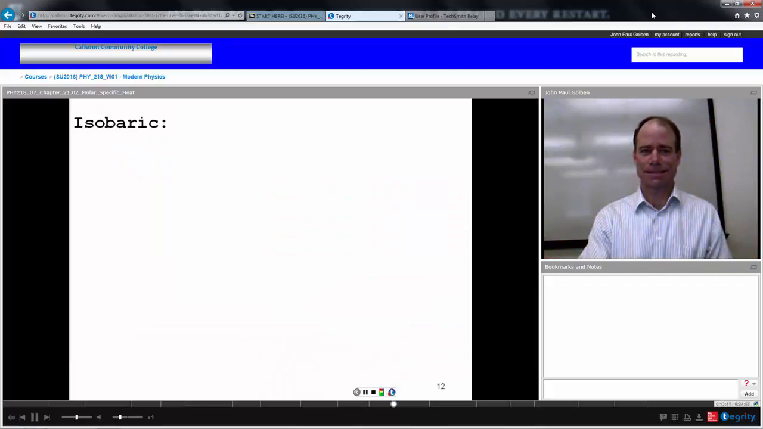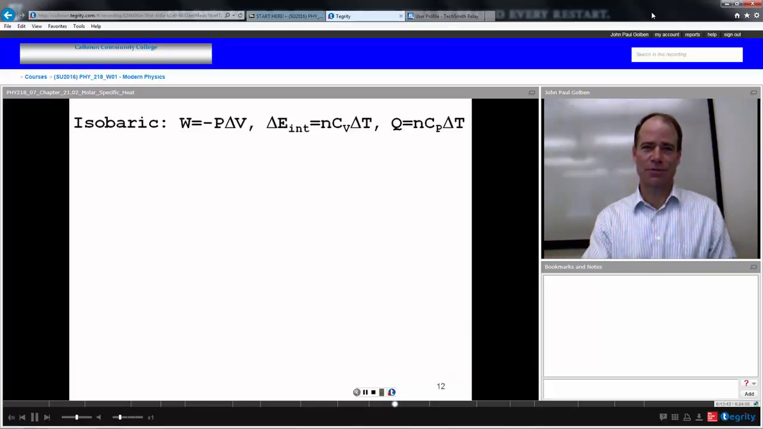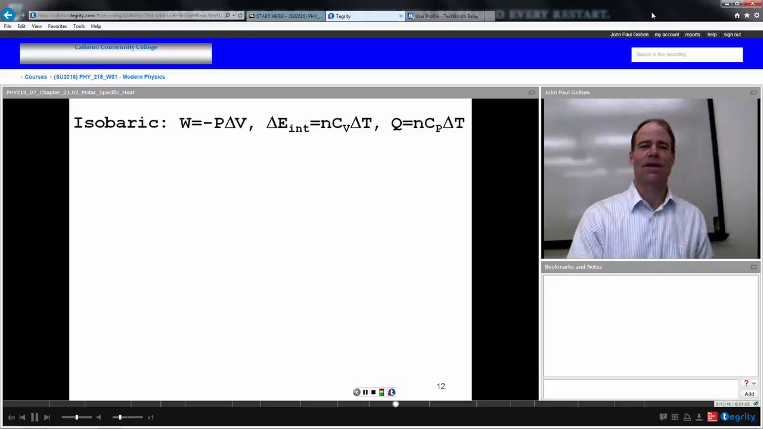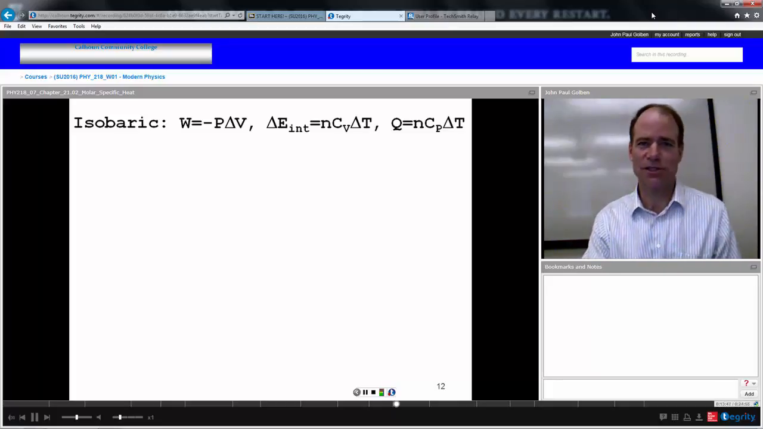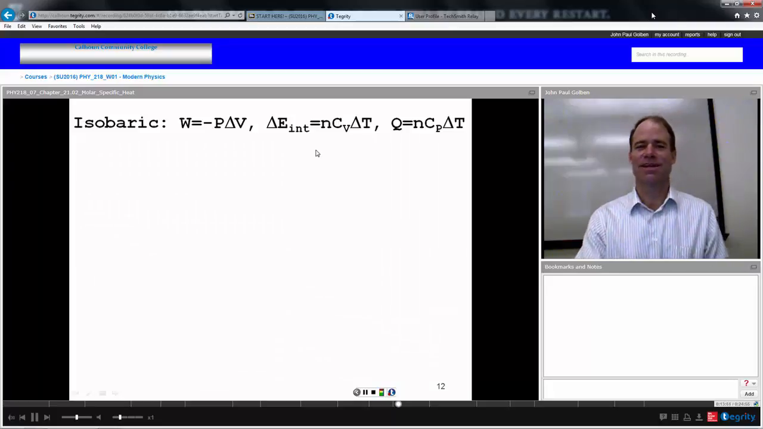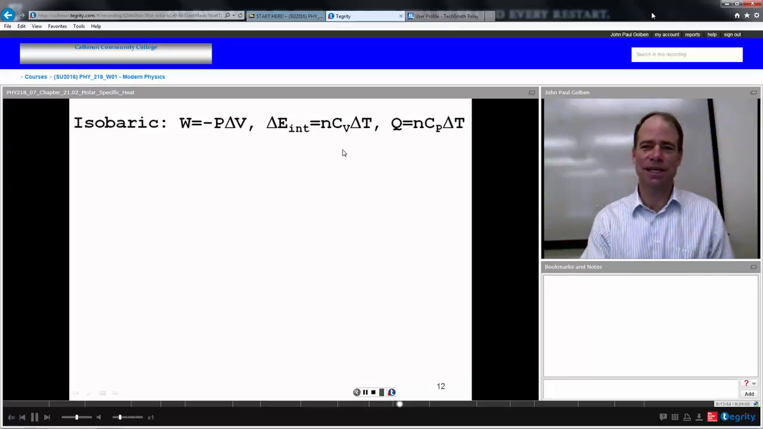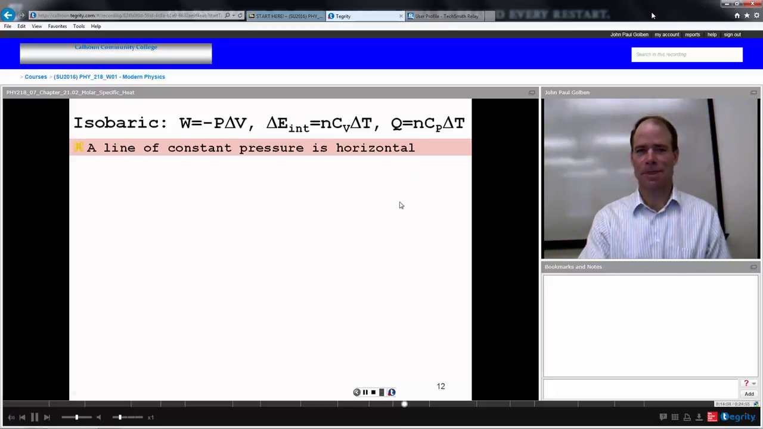Okay. What is isobaric? Now, isobaric, we have constant pressure. Work done is equal to negative pressure times change in volume. We have a change in internal energy equal to N C sub V delta T. And our heat added at constant pressure is N C sub P delta T. We needed something to break that up.